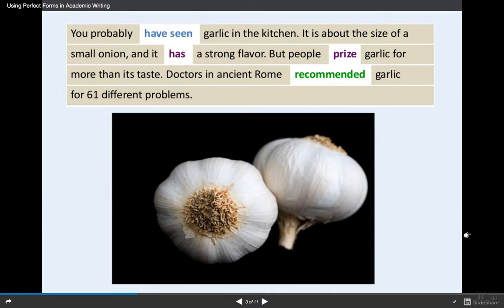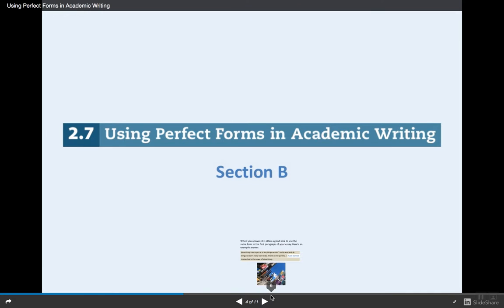You probably have seen garlic in the kitchen. Here I'm introducing a topic. It's about the size of a small onion, and it has a strong flavor. But people prize garlic for more than its taste. Doctors in ancient Rome recommended garlic for 61 different problems. So here I have present and past tense from my examples. Okay.